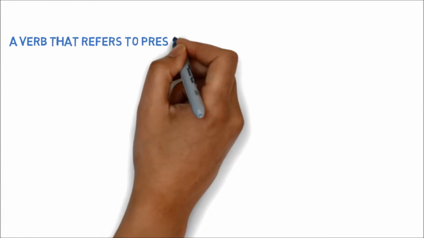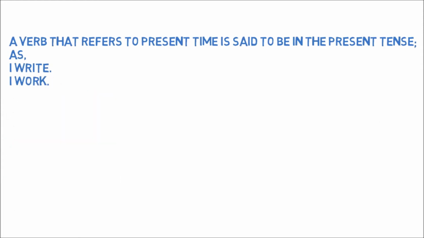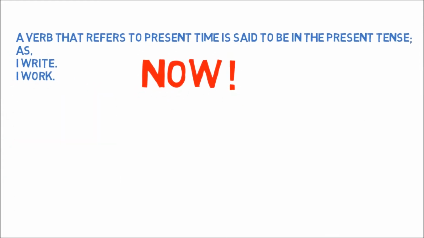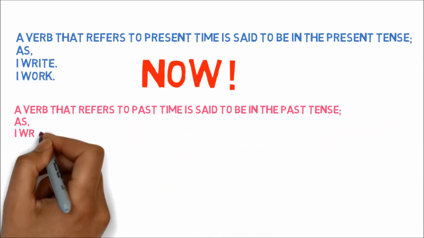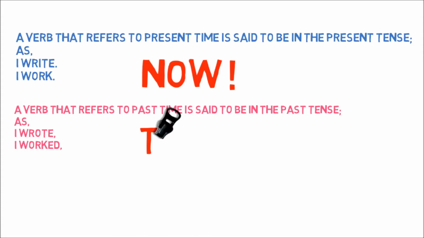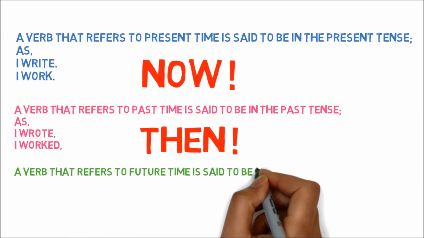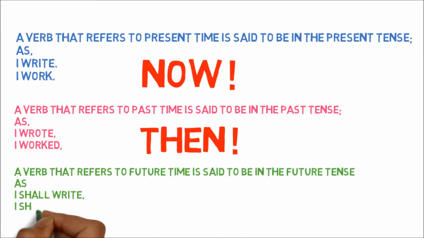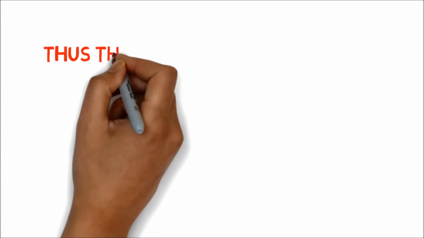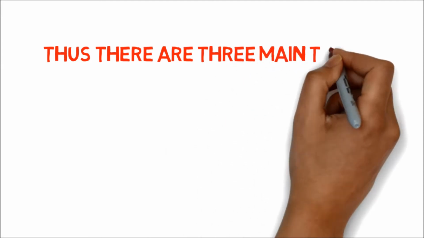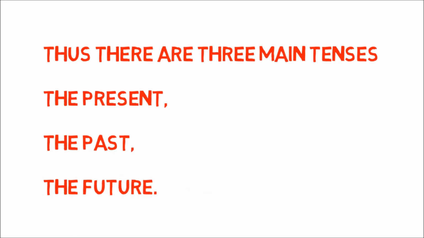A verb that refers to present time is said to be in the present tense. For example, I write, which would mean now. A verb that refers to the past time is said to be in the past tense. For example, I wrote, I worked, which would mean then. A verb that refers to the future time is said to be in the future tense. I shall write, I shall work, which would mean later. Thus, there are three main tenses, which are the present, the past, and the future tense.